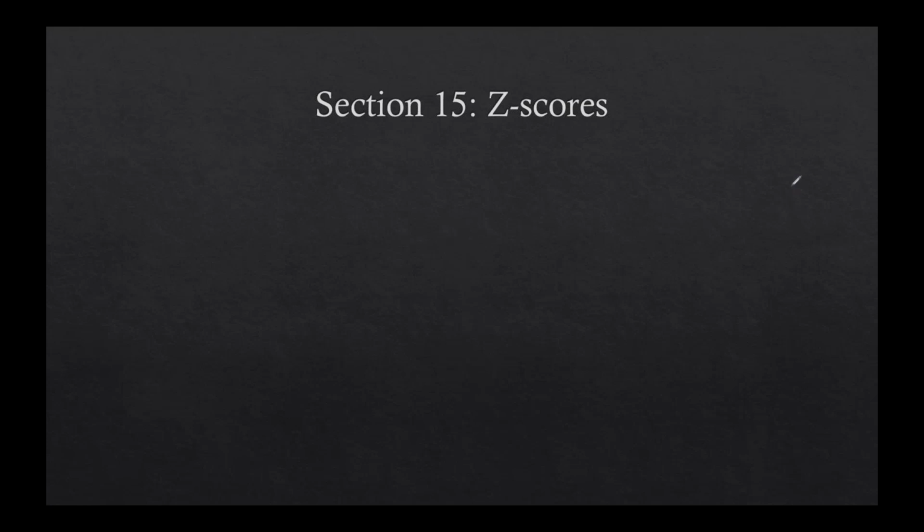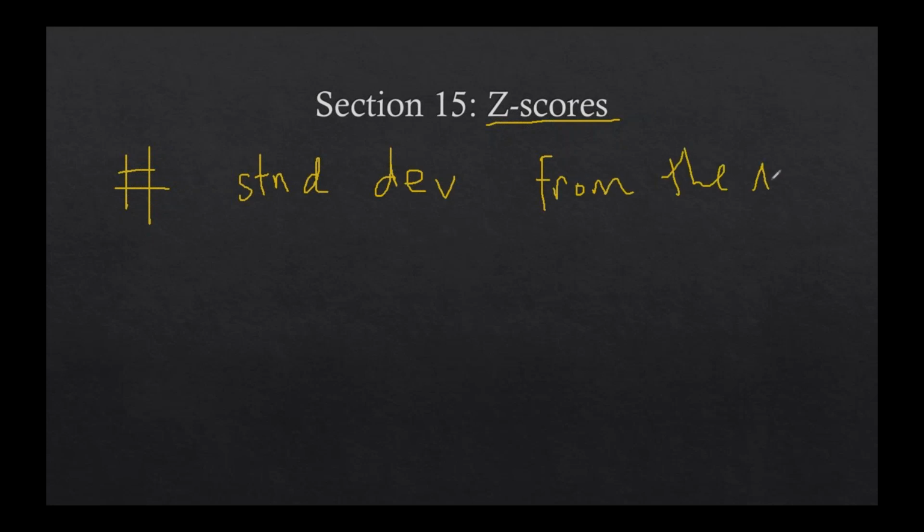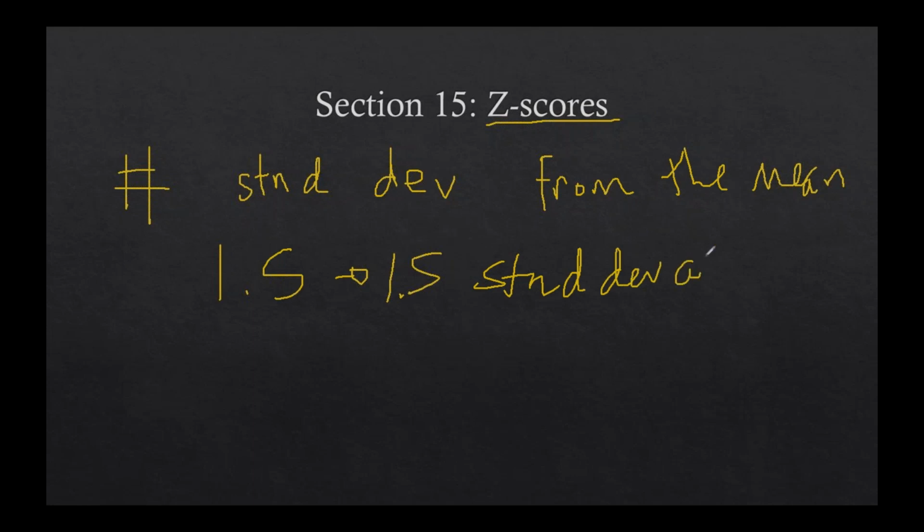So Z-scores. By definition, a z-score is the number of standard deviations from the mean. So how far away are you from the mean? For instance, if I say I have a z-score of 1.5, notice it's positive. That means I am 1.5 standard deviations. It's positive, so I am above the mean.